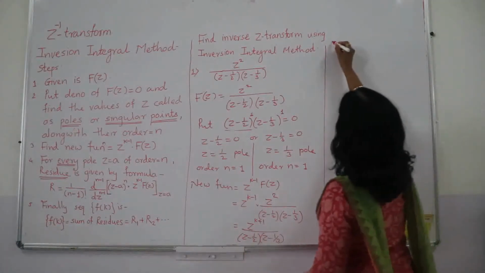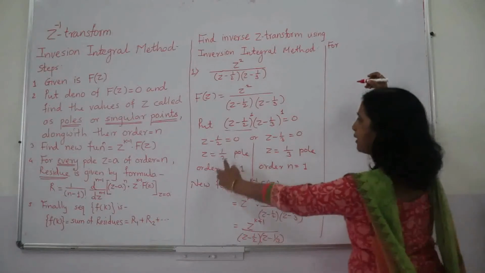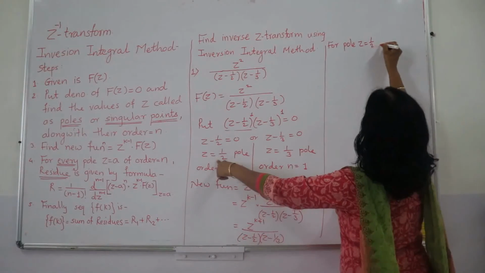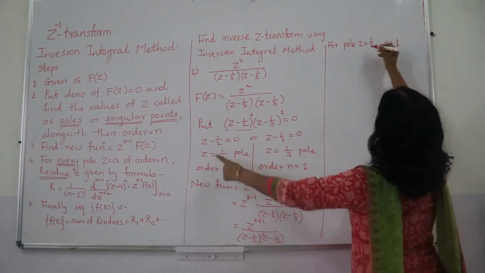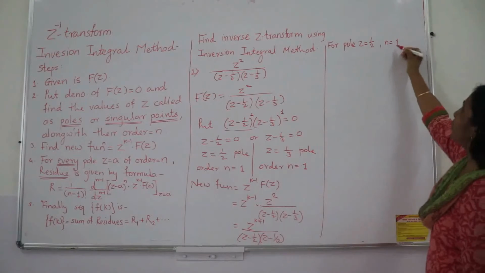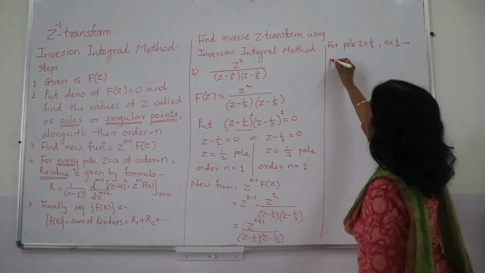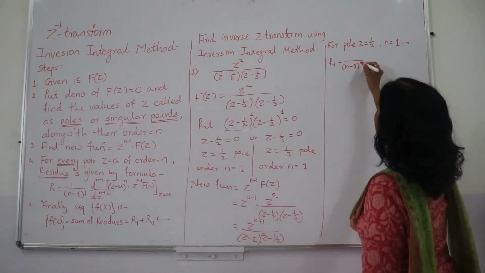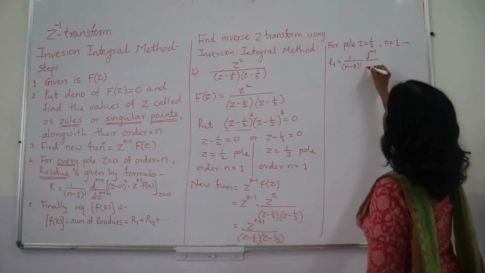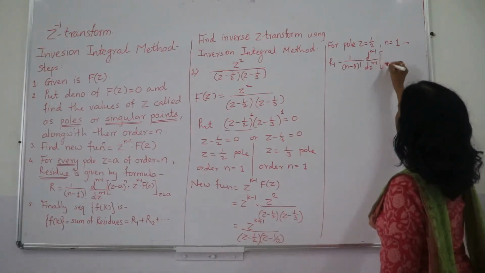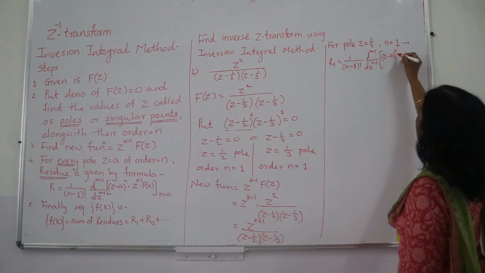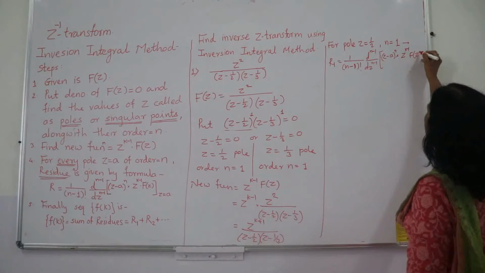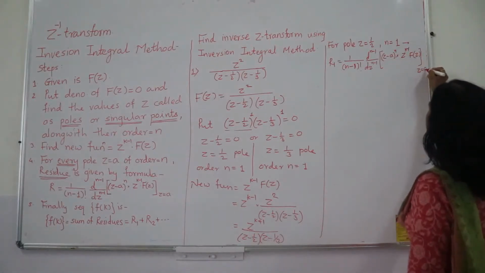So I will say here, for my first residue I am going to calculate, I have to mention here, for the pole z is equal to half, n is equal to 1. I may mention here the order. For z is equal to half, this is a pole, and n is equal to 1 is the order. I have to calculate my first residue, so I will write the formula: 1 upon (n minus 1) factorial, then d raised to n minus 1 by dz raised to n minus 1, and then here you apply (z minus a) raised to n multiplied by z raised to k minus 1 into f of z. This is the formula, and in that I have to place z is equal to a.